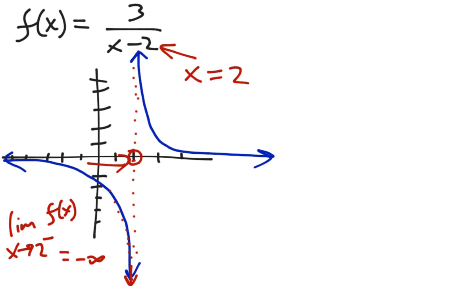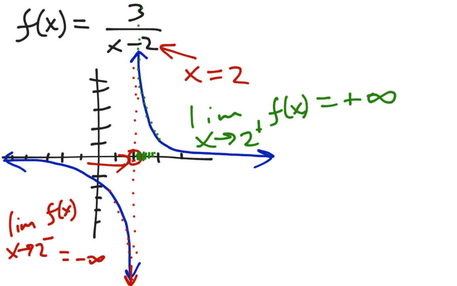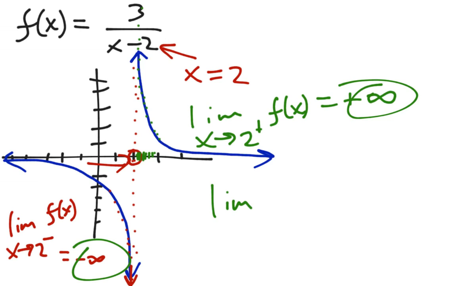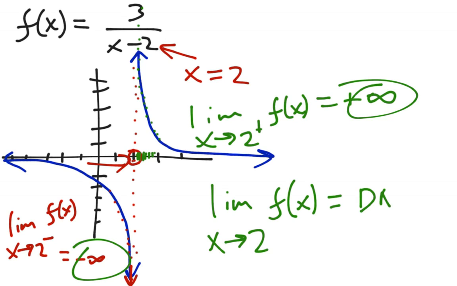Same thing on the right side. Check it out. These values are approaching 2 from the right, and so the y values are going up, up, up, up, and away. So the limit as x approaches 2 on the right of f of x is going to be positive infinity. And because the left-hand and right-hand limits are different, the limit in general of f of x is DNE, does not exist, or non-existent.